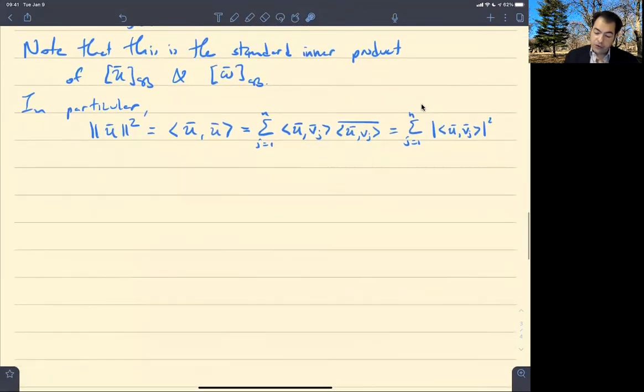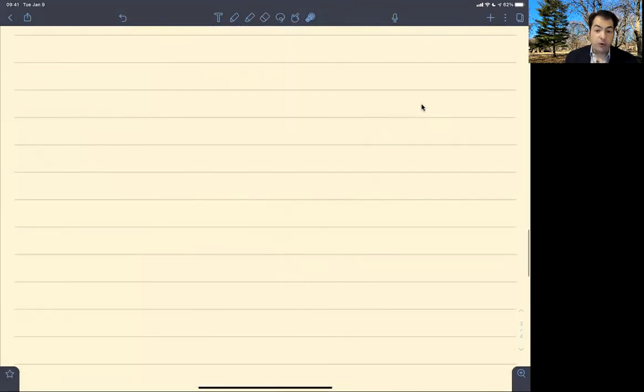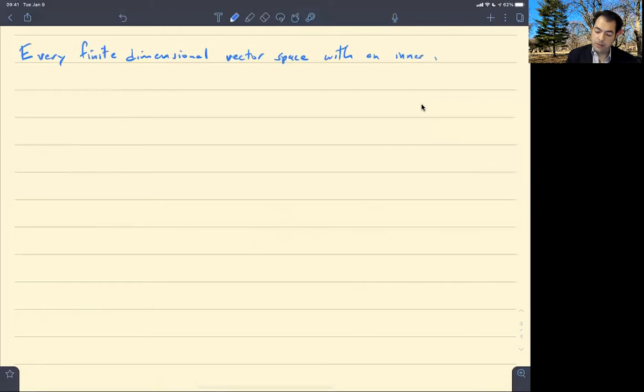So those are some of the reasons why it's really useful to have an orthonormal basis. So then a natural question is, well, when do we have an orthonormal basis? And we're in luck. Always. Every finite dimensional vector space with an inner product has an orthonormal basis.